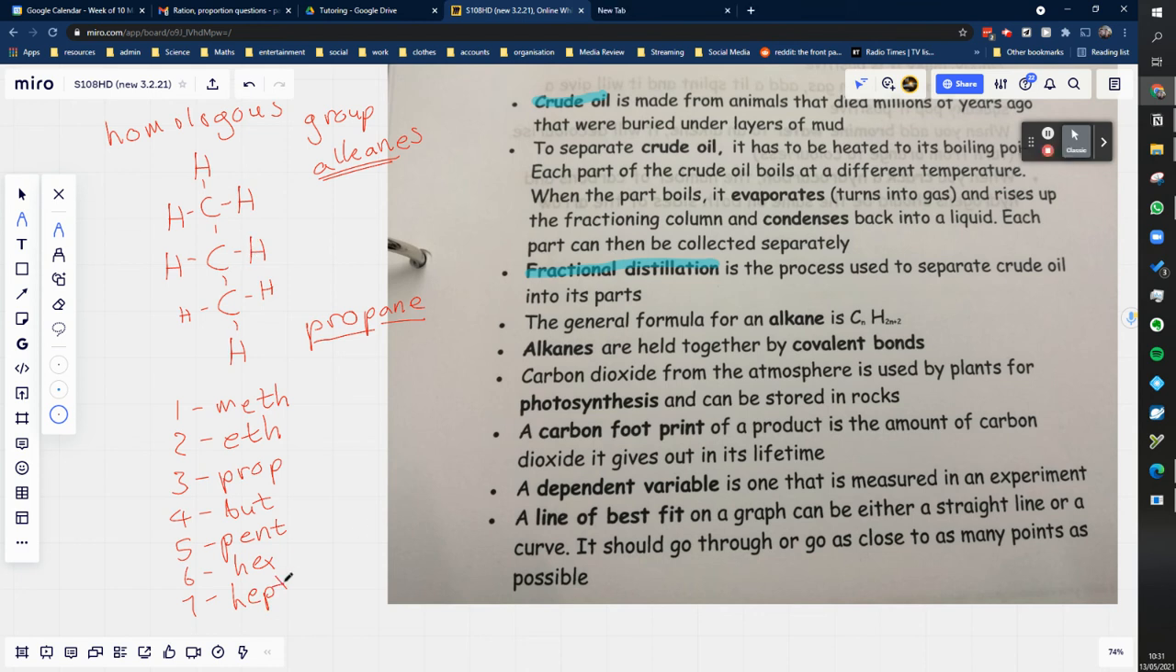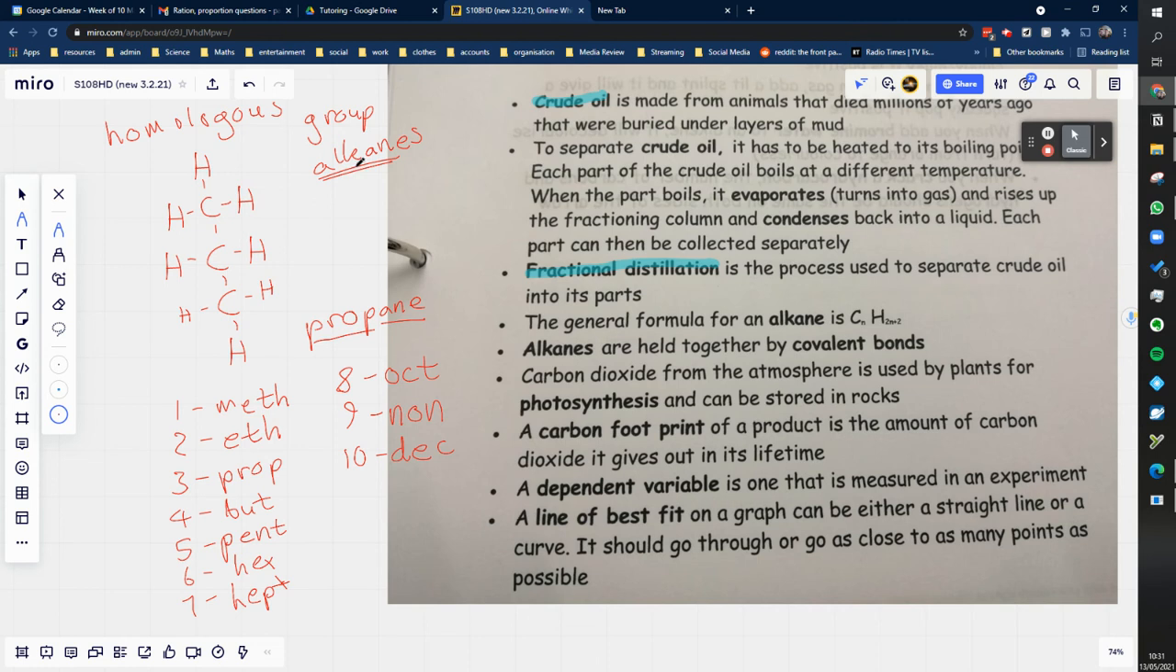Yeah, heptane, or hept, is the 7, and then 8. I'm not sure how high we've got to go, to be honest. I'm going to go up to 10. Oct, 9 is non, and 10 is decane.